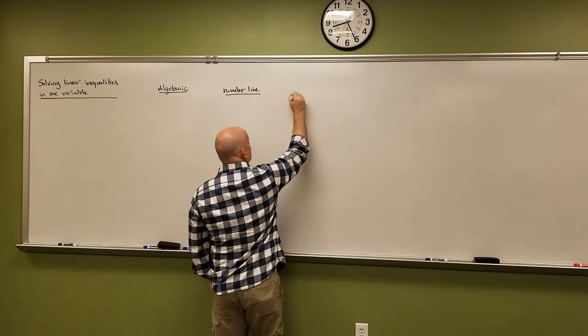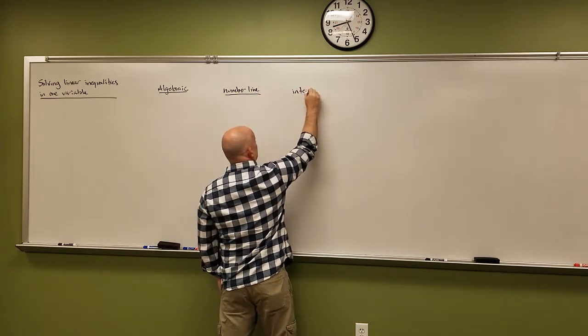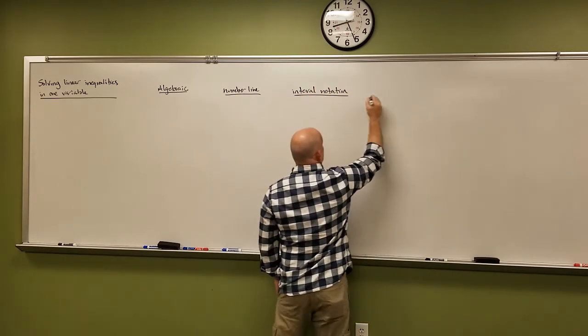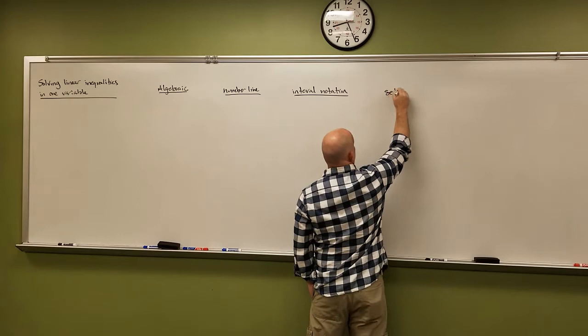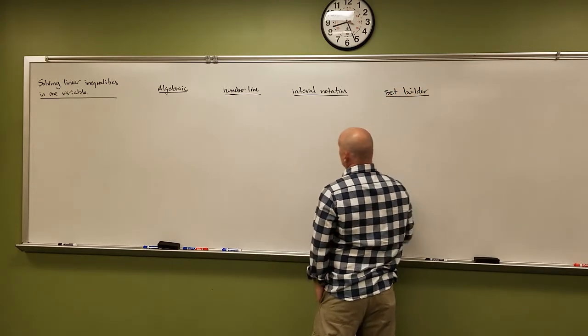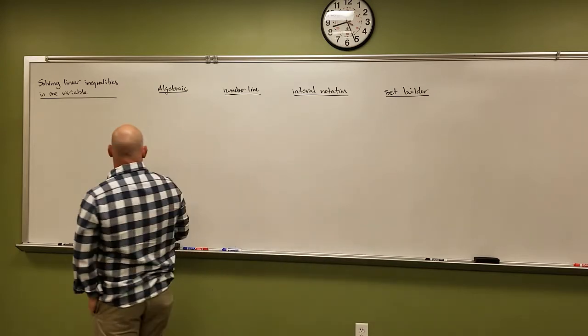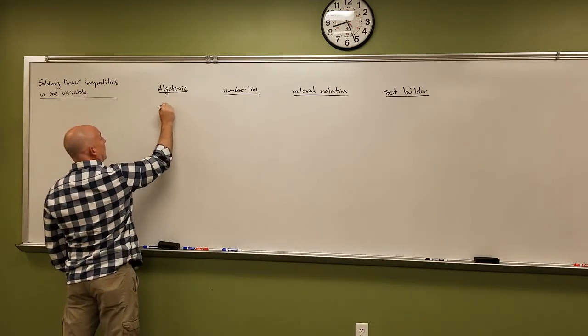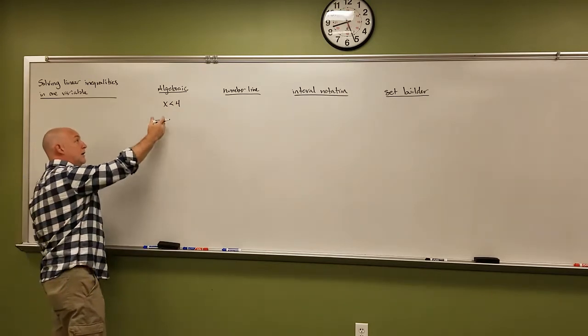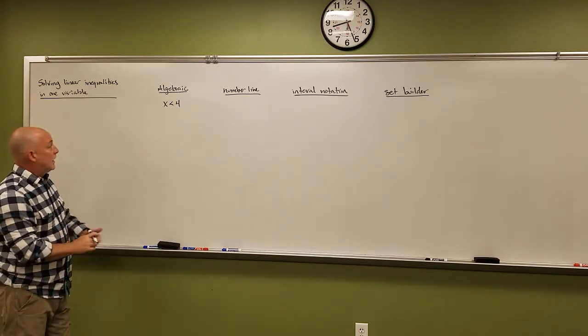And then we're going to use something called interval notation. And last, set builder notation. All right, so let's start with this. Let's say if we have x is less than 4. Let's say we actually solved the whole problem when we got down to this algebraic statement. x is less than 4.